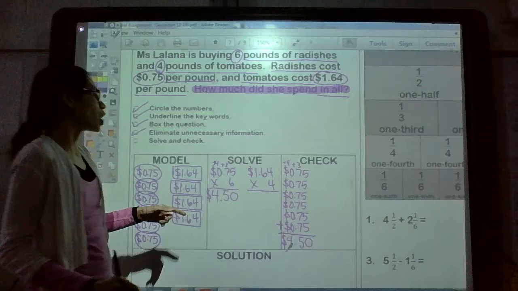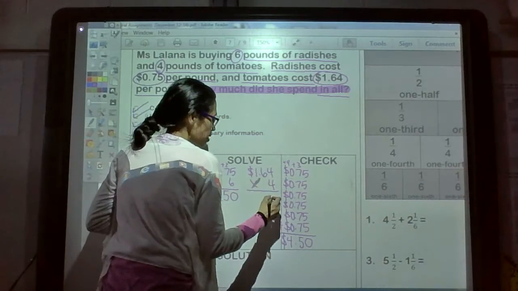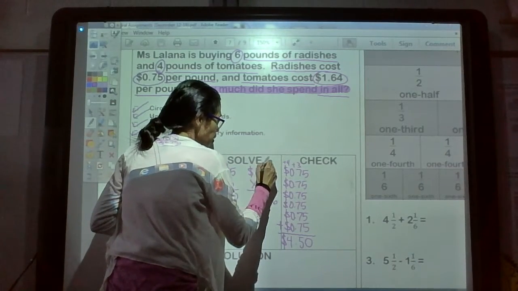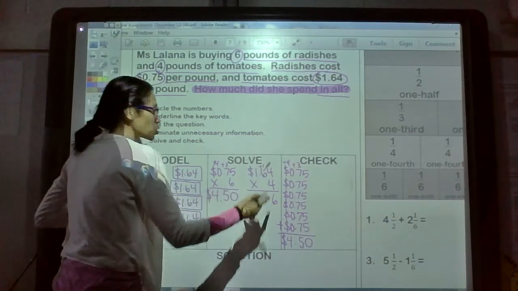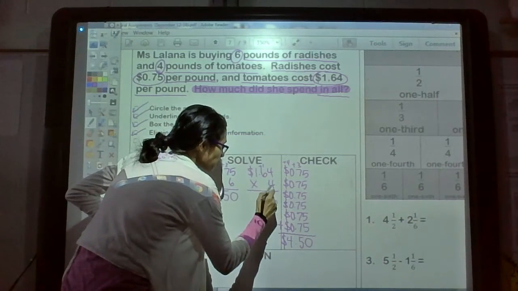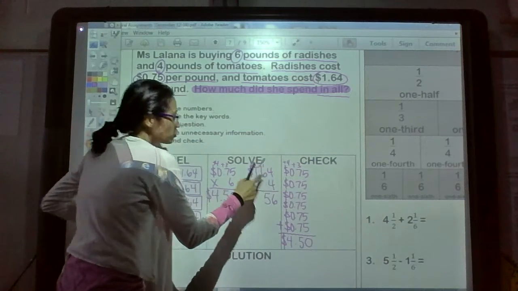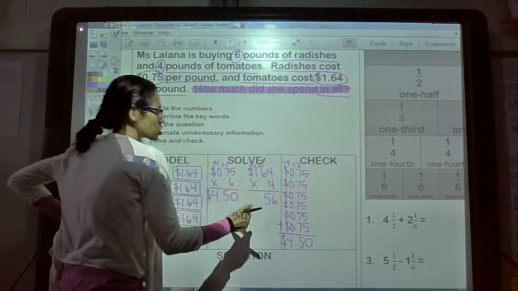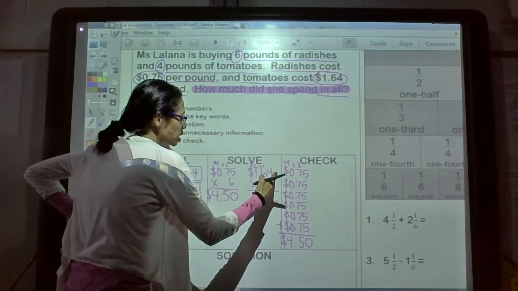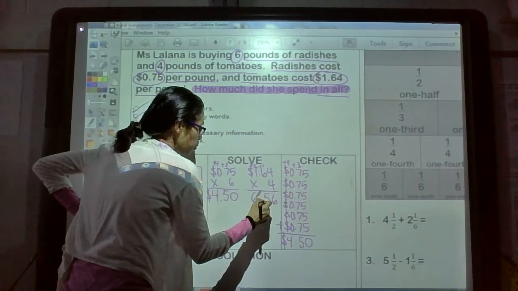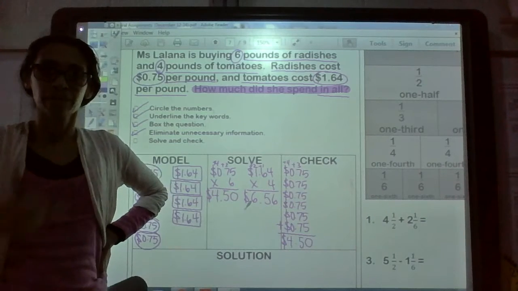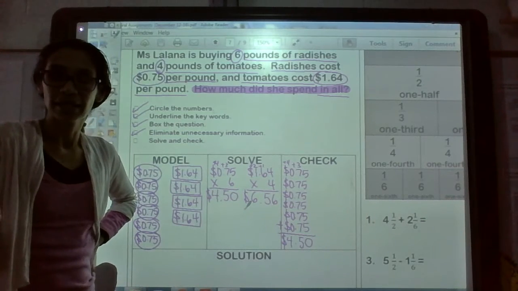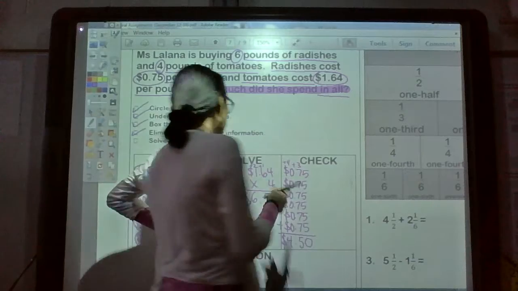Let's add the cost of the tomatoes. 4 times 4 is 16, plus 1 up top. 4 times 6 is 24, plus 1 is 25, plus 2. 4 times 1 is 4. Plus 2 is 6. Count your decimal places. $6.56. Let's check our work by adding. So that's another way to do that.